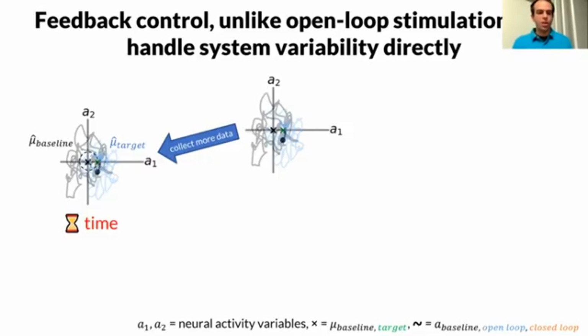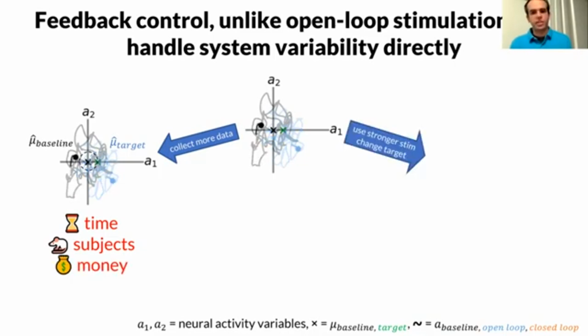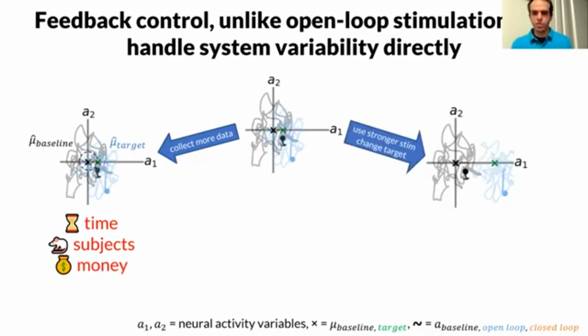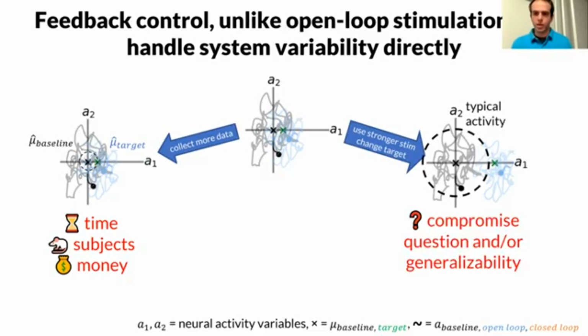But we can't always do that. Collecting more data costs time and subjects and money. We could also just change our target, right? Use stronger stimulation. But what if that puts us outside of a normal operating range? At that point, we're compromising our question. We could be bumping into homeostatic plasticity, for example. Strong stimulation could be harming your tissue as well.